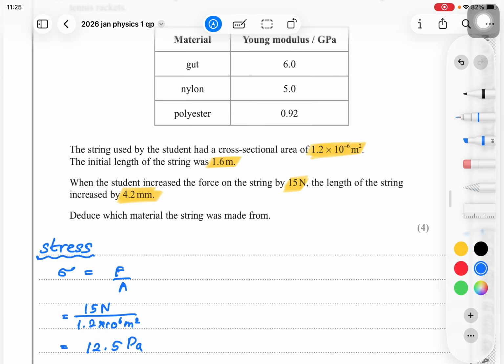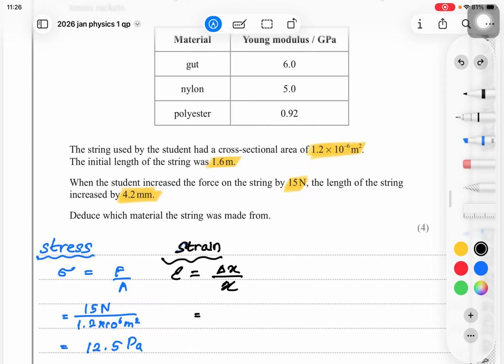Once the stress is given, we can go for strain. I'll do it with another color. For the strain, usually the symbol is this. We can get it with the equation delta x divided by x. Either it can be delta L divided by L or delta x divided by x. Here the delta x is the change in x. So what was the change? We know the length was increased by this value, so that is the delta x.